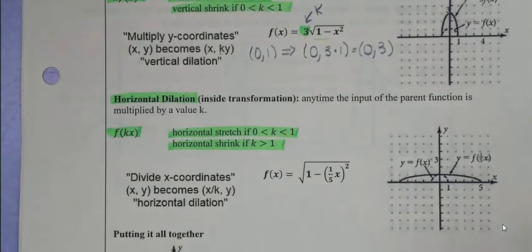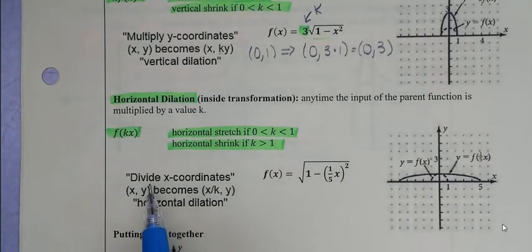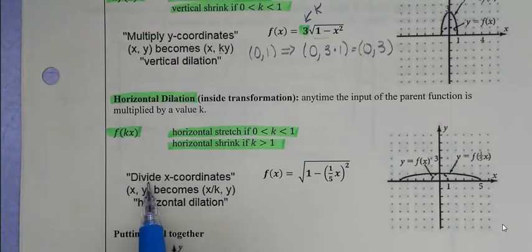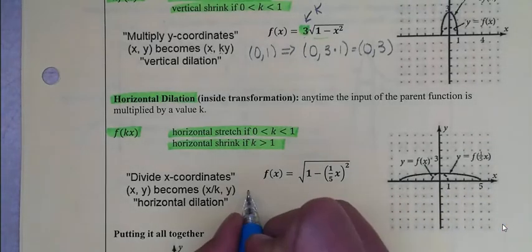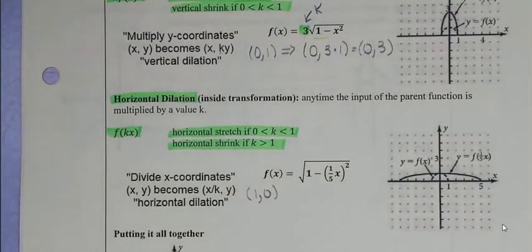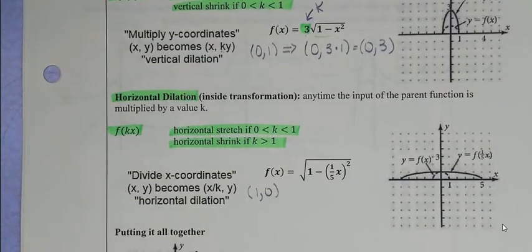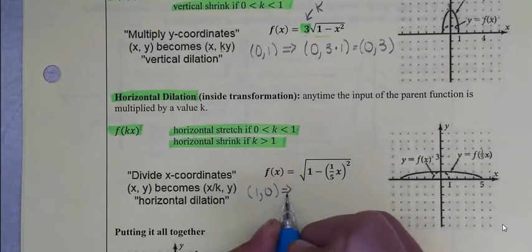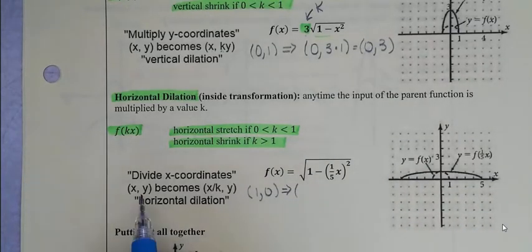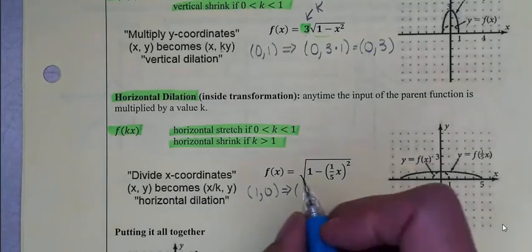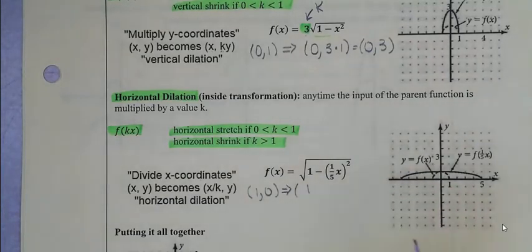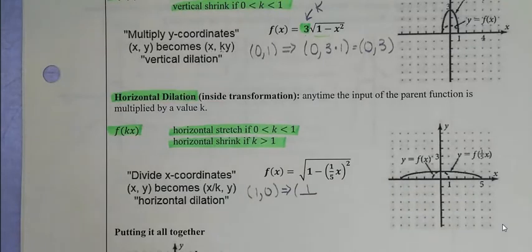So let's look at this one. Let me start here. The way that you get your new coordinates is you now divide the x coordinate. So (x, y) becomes (x divided by k, y). So I'm going to take the point (1, 0). I'm just choosing easy points, points that are really obvious that I can see. I'm going to take that, and now the x gets divided. So I'm going to take my 1 and divide it by k. Now k here happens to be 1/5.